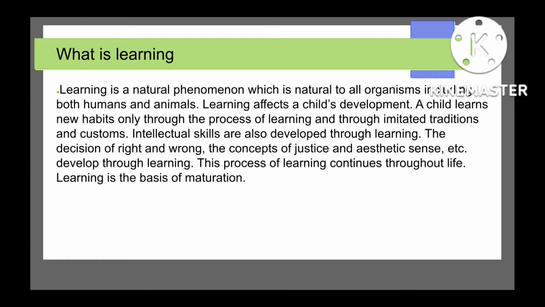Next, intellectual skills are also developed through learning. The decision of right and wrong, the concept of justice and aesthetic sense, etc., are developed through learning. This process of learning continues throughout life. Learning is the basis of maturation. So from day one till death, the child is learning. We all are learning something in our day-to-day life. So through learning, they are able to decide what is wrong and what is right in their life, and they can do justice to the people who are living in their society. There are lots of things the child is learning in their society through learning.